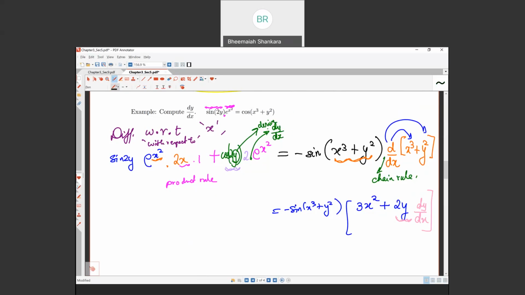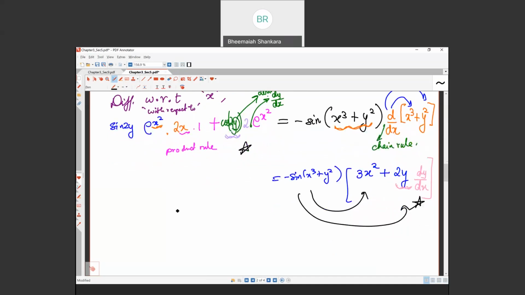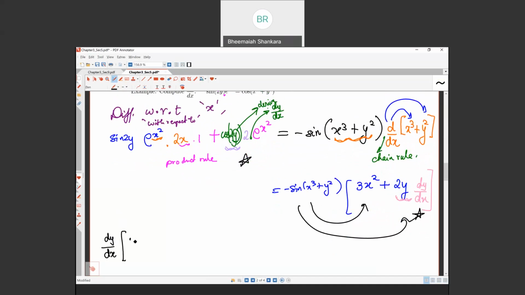Now you read carefully, you have two terms with variable y. One is this term and the second one is this one. So you multiply out this term to both the terms and then you group all the dy over dx terms. So dy over dx on one side, the coefficient will be cosine 2y times 2, and the dy over dx on the right hand side, when you move it to the left, becomes positive sine of x cubed plus y square, and then you have this 2y.